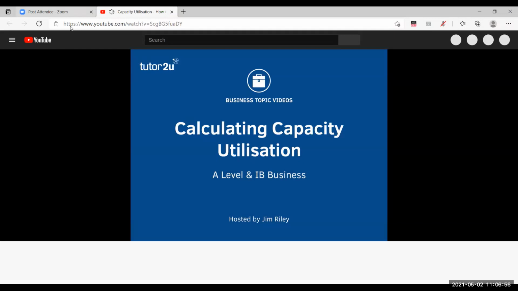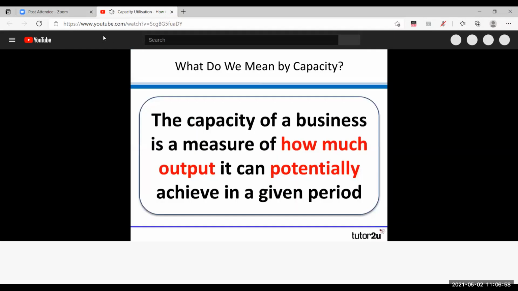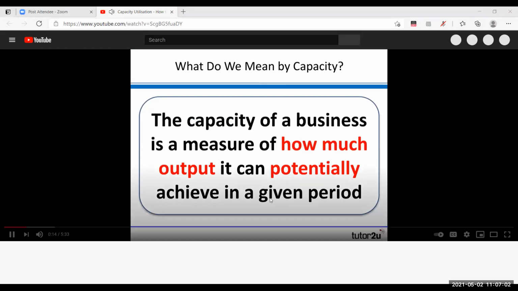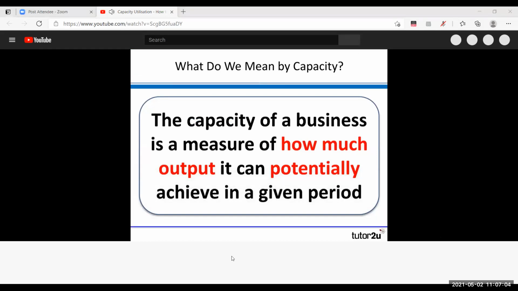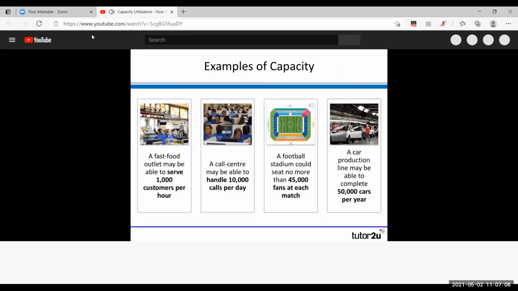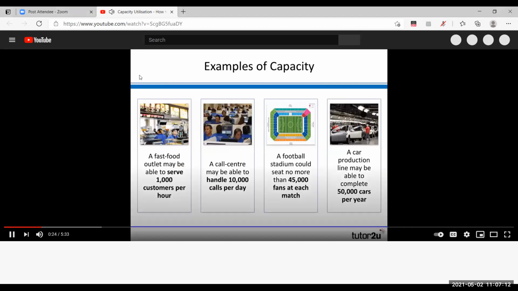Hi there. Let's take a look at how you calculate capacity utilization. To start with, a brief reminder: what do we mean by capacity? Well, capacity is a measure of output. It's a measure of how much output a business could potentially achieve over a given period. There are lots of different ways you can measure capacity, but the key thing is it's a measure of potential output, the maximum output.